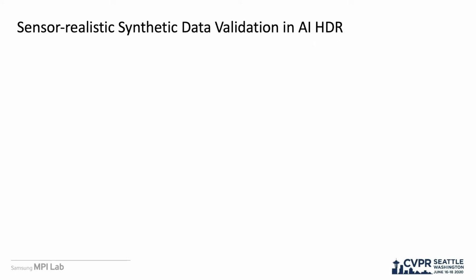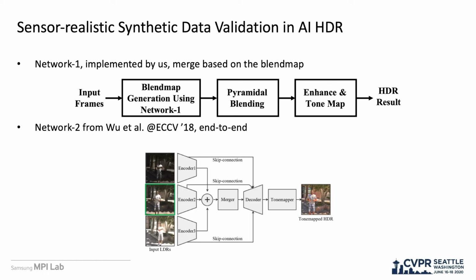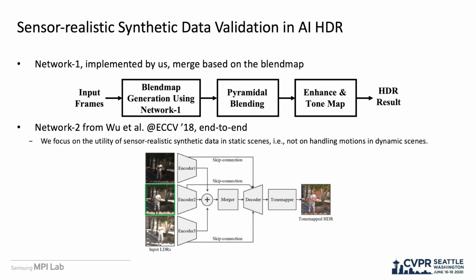We validated our sensor-realistic synthetic data in 2 AI HDR networks. Network 1 is implemented by ourselves, which has the bandwidth map as the AI component, similar to the concept of learning to merge. Network 2 is referred to Wu's work at CVPR, which directly learns the mapping between LDR and HDR images. This work is trained on dynamic scenes, however, we focus on the utility of sensor-realistic synthetic data in static scenes.